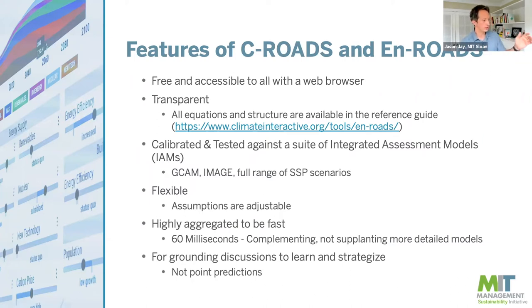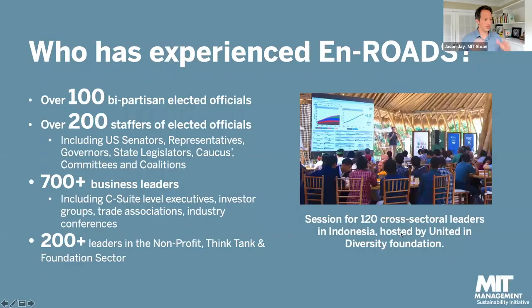So ROAD stands for Rapid Overview and Decision Support. And the idea is that sort of rapid experience. That's what these tools allow. And what we've been doing is a full court press to bring this out into the world to shape climate action globally. So over 100 elected officials, 200 staffers, Republicans, Democrats here in the United States, senior officials in Japan and other countries around the world, the whole Biden administration, business leaders.